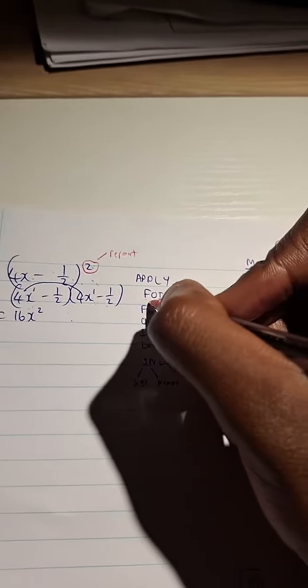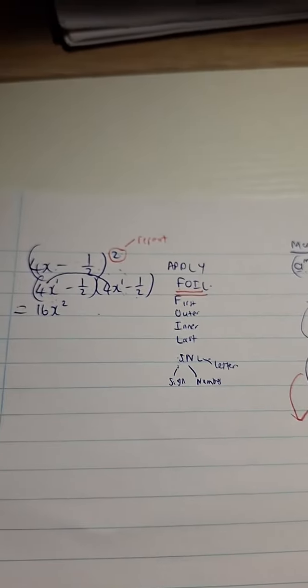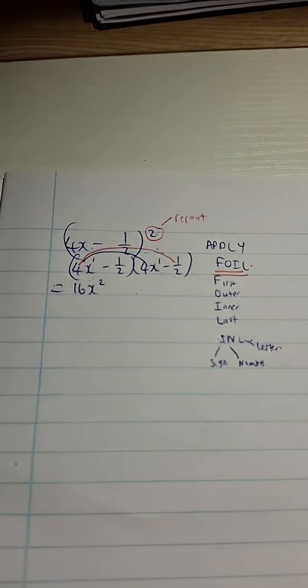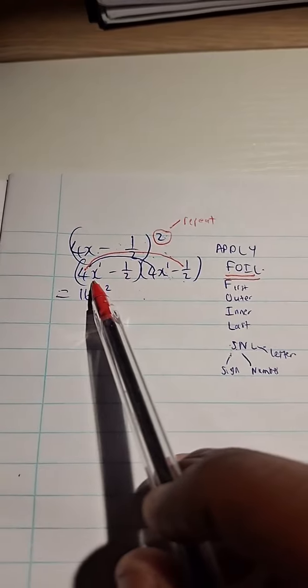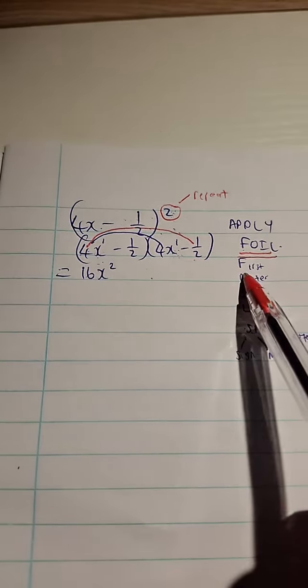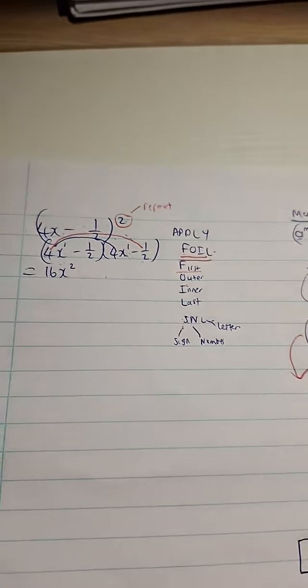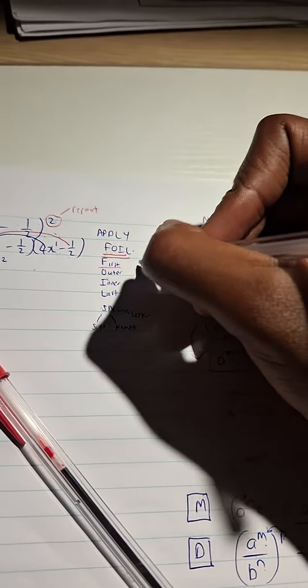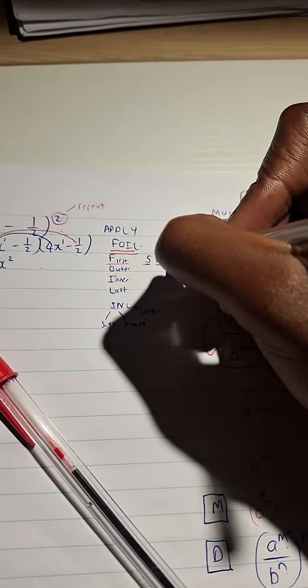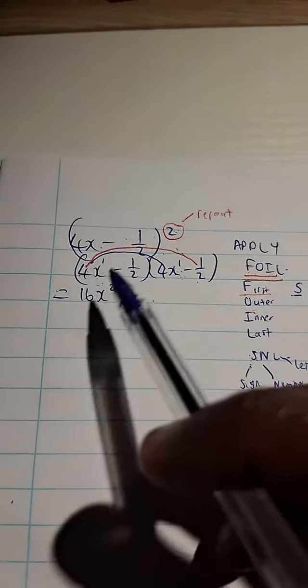Now that allows us to apply a method. We take 4x, we distribute it to the first term. We take the very same 4x, we distribute it to the second term. This is what we call FOIL. We multiply the first terms of each bracket. That's why we have F for FOIL, which means first. When we do that, we apply SNL. In other words, we multiply the sign, we multiply the number, we multiply the letter. That ensures that for each term we get the full answer.